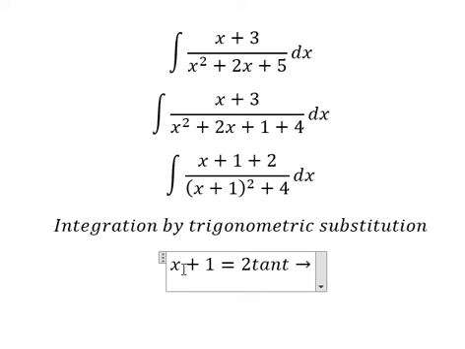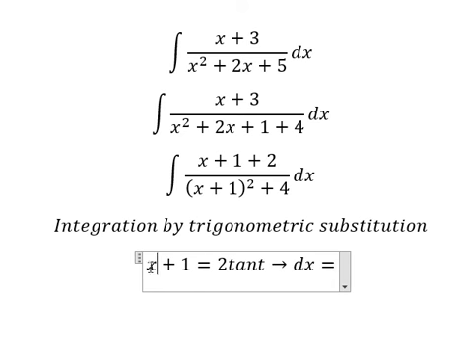Next, we need to do first the derivative for both sides. This one we have number 1. This one you get 0 because this is the constant. This one we have secant of t squared.